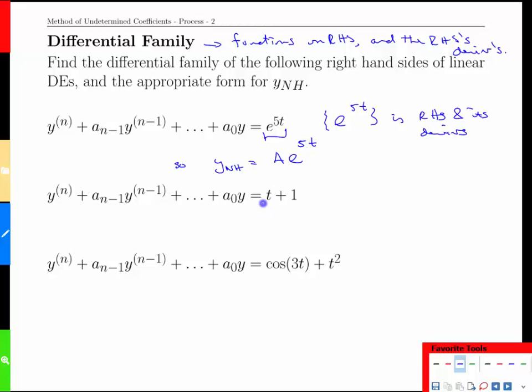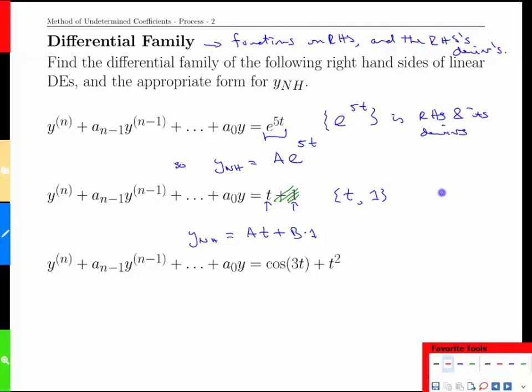In this next example, we notice there's two functions, t and 1. So the set we need is definitely t, and definitely, we'll call it a basis function, 1, and there the non-homogeneous guess of the solution would look like a times t plus b, if you like, times 1, and that would be the general form. Notice nothing at all changes. If I took out this plus 1 and just had t, I would need t because it's in the right-hand side, but the derivative of t is a constant, and so I would need this 1 regardless. As long as I have the t, I'm going to need t and 1.